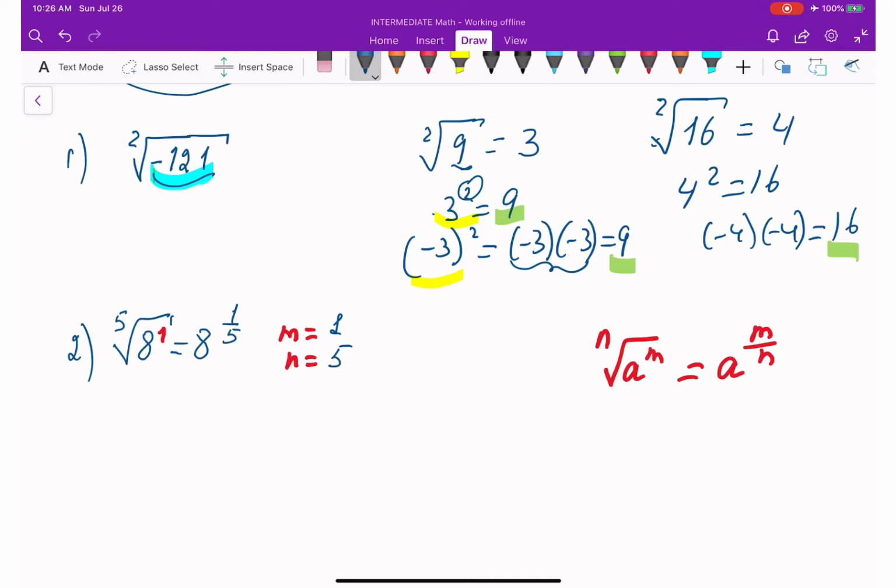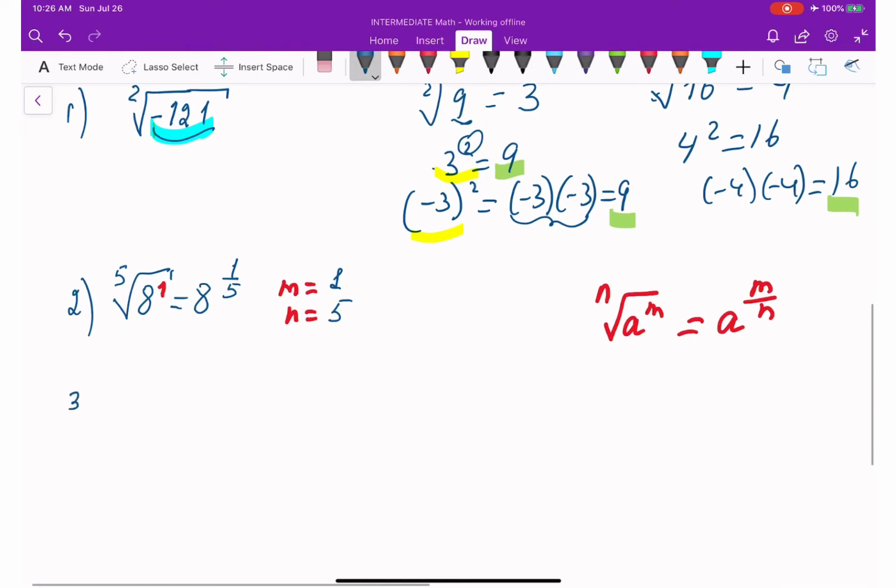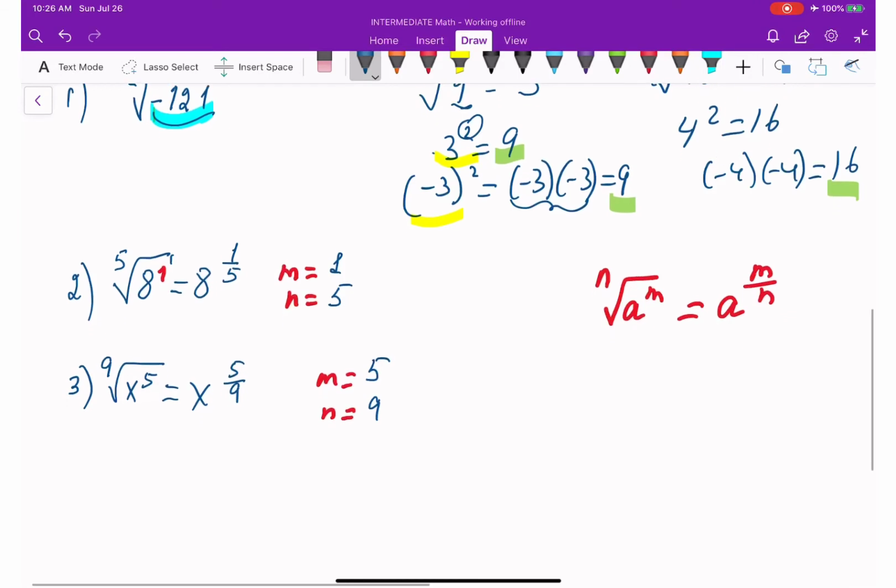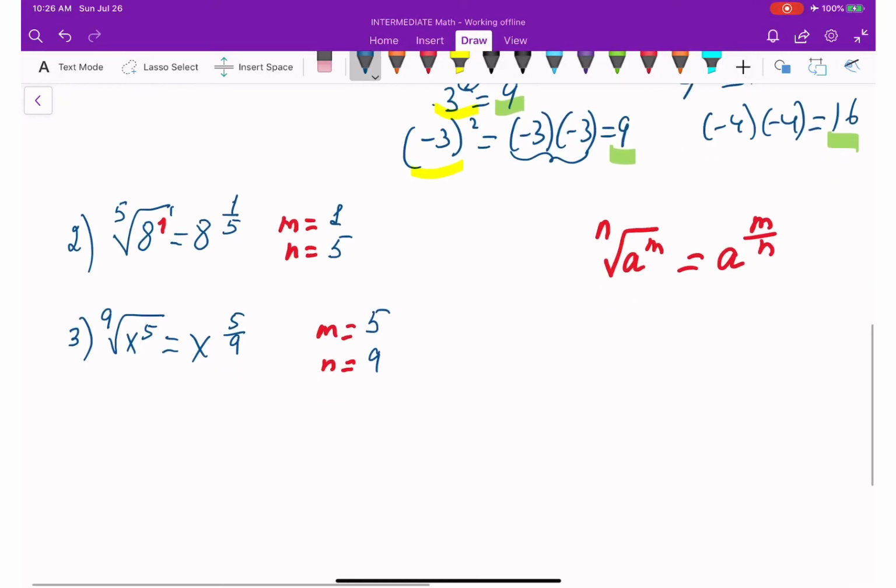Okay. Next one. Radical 9 of x to power 5. Again, m, n. My m is 5, n is 9. And I will get x to power 5 over 9. Next one.